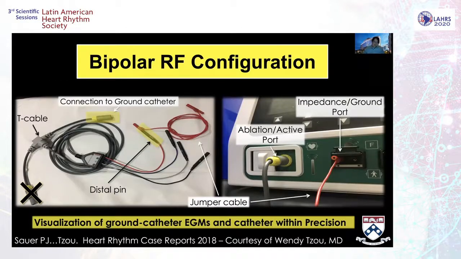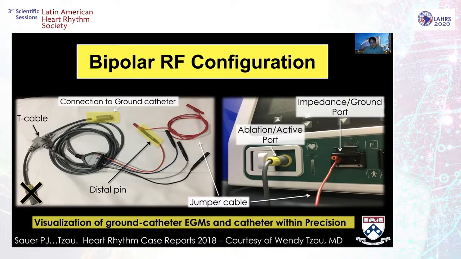Going back to these slides, the bipolar configuration that we've been using has been described by the University of Colorado group of Wendy Zhou and Peter Sauer. We typically use one contact force sensing catheter and another non-contact force sensing open irrigated catheter, as the information from the contact force can only be displayed from one catheter. One of the two catheters, typically the non-contact force sensing, at least in our centers, is chosen as a ground catheter.